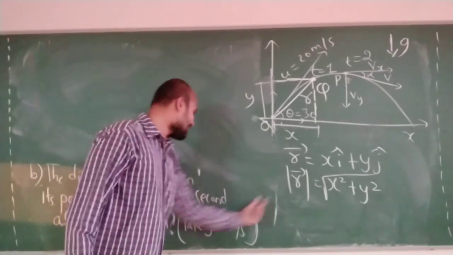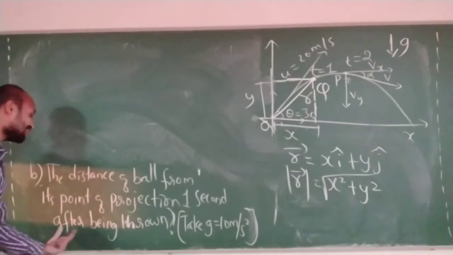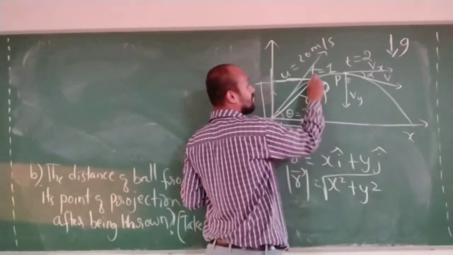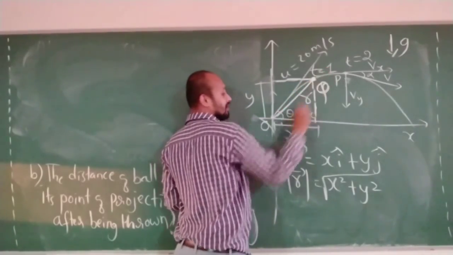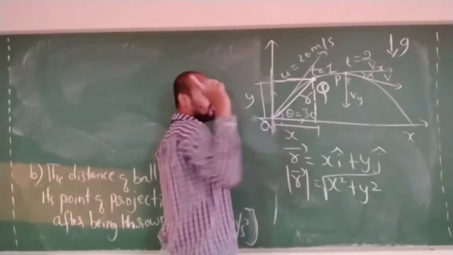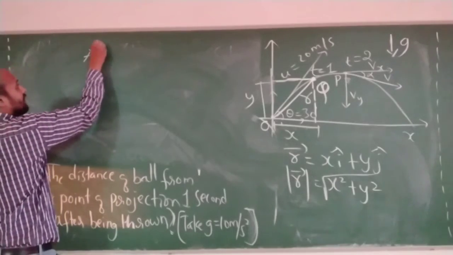So he is asking R here, the distance of the ball from its point of projection 1 second after being thrown. After 1 second, let's say the point is here. I am finding the distance from the origin to this point. This is the X distance covered after 1 second, and this is the Y distance covered after 1 second. This is the logic. Let us look along the X axis.